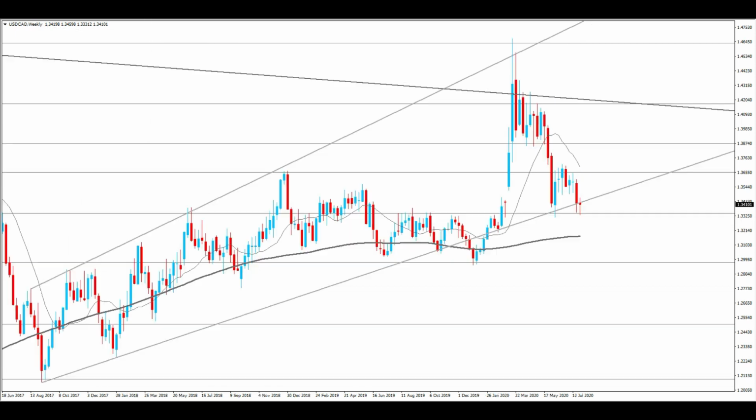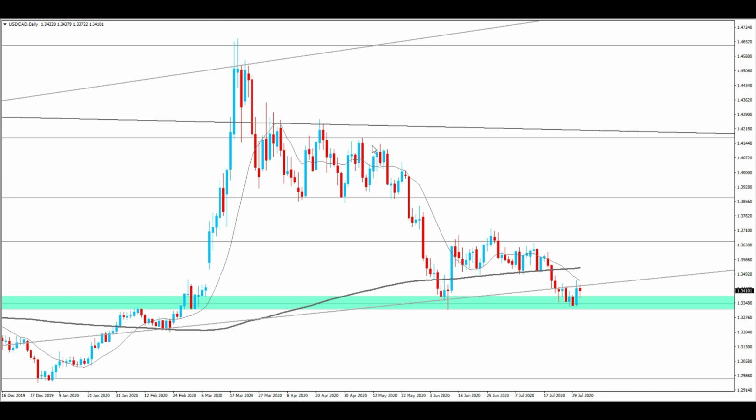If I zoom in, you can see that price is currently at a weekly level. Now this weekly level, which was acting as resistance around here, is now acting as support around here. If I jump to the daily, you can see that we have this double bottom brewing up. We had this engulfing candle on Thursday, so we could be seeing USD CAD rise from this level and continue that upwards trend on the weekly time frame.